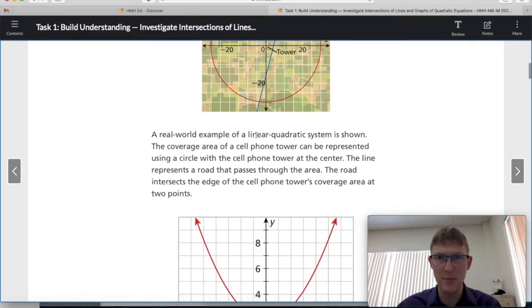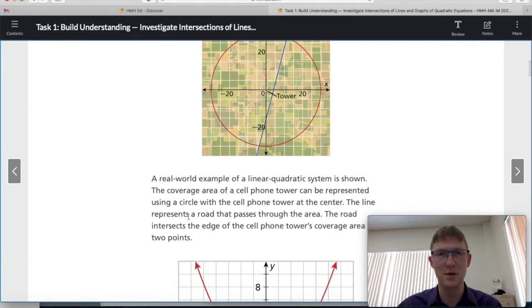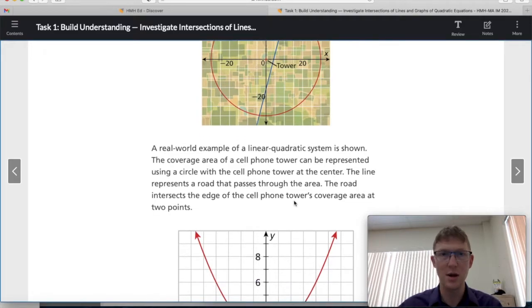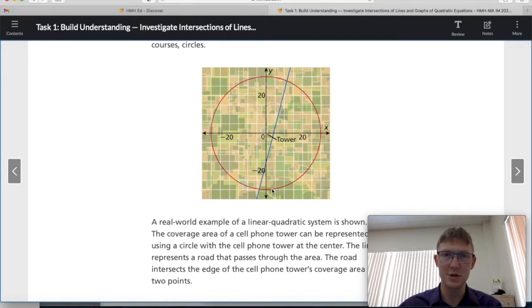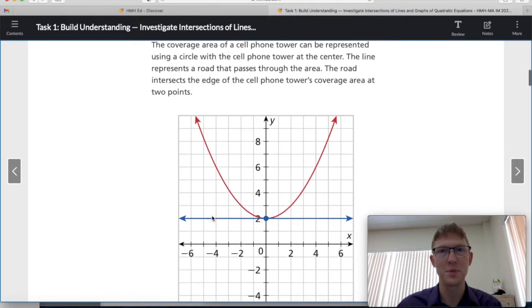So a real-world example of a linear quadratic system is shown. The coverage area of a cell phone tower can be represented using a circle with the cell phone tower at the center. The line represents a road that passes through the area. The road intersects the edge of the cell phone tower's coverage area at 2 points. These 2 points. So if you've ever seen those cop movies where they're tracking somebody based on the cell phone tower that they're at, they've got a computer that's basically doing this problem just a lot faster than you and I can.